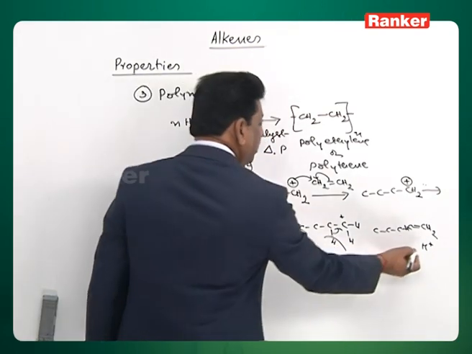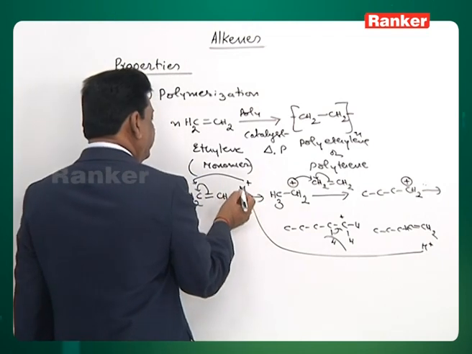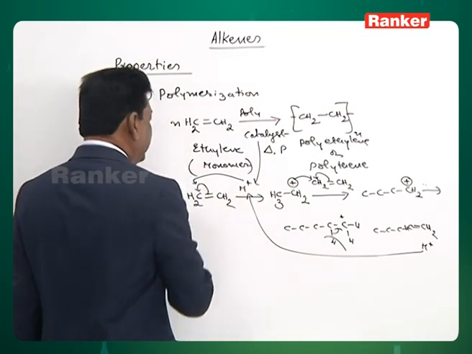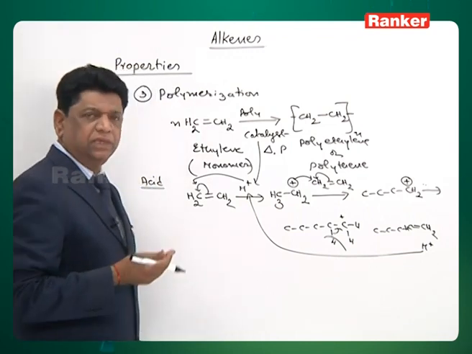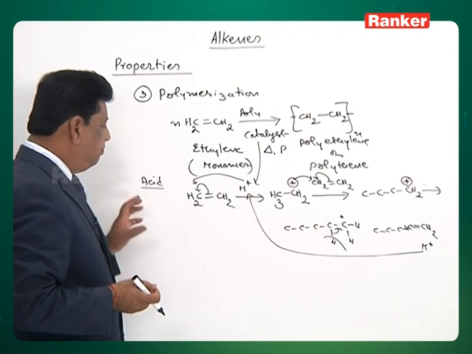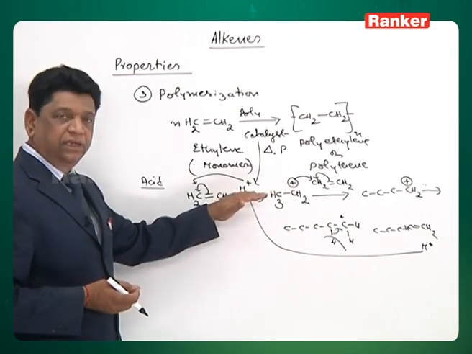So, this proton goes back to the catalyst from which it has come. The catalyst is an acid like HCl, sulfuric acid and so on, and from the acid comes the proton. If a base is used, an OH minus will come.